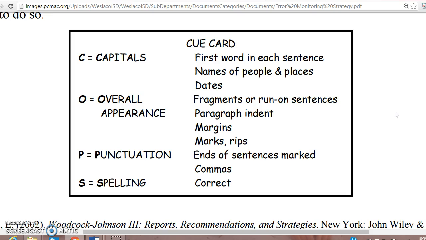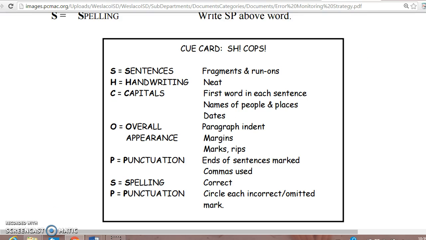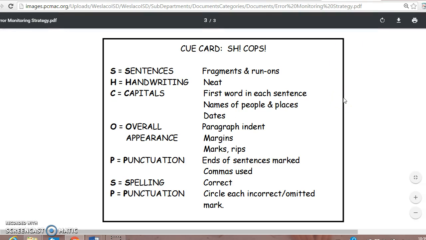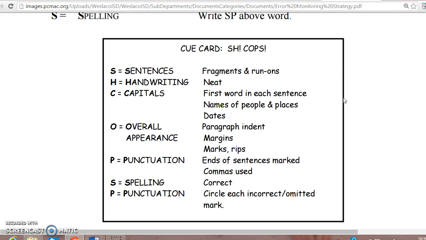So I really like this because I really like that it breaks it down for students, and I like this one even more. So for this one, it adds two more. It adds the S and the H. So the S equals sentences and the H equals handwriting. And that just lets the student double check, are the sentences fragments or run-ons? Is the handwriting neat and organized? Is it legible?